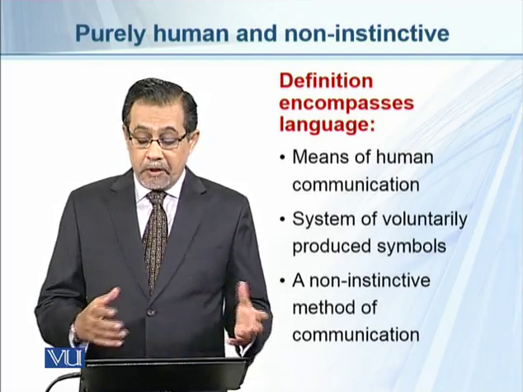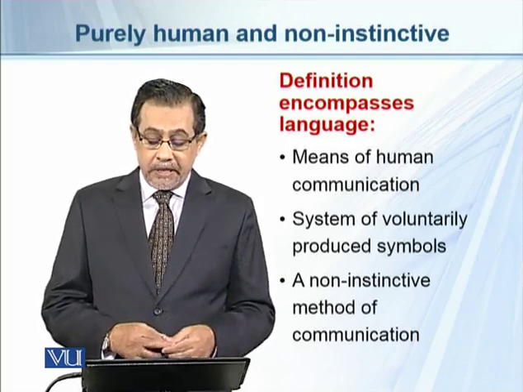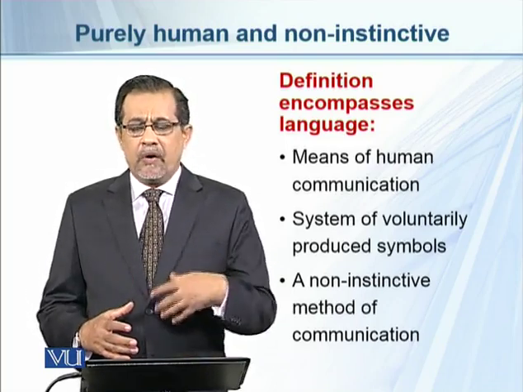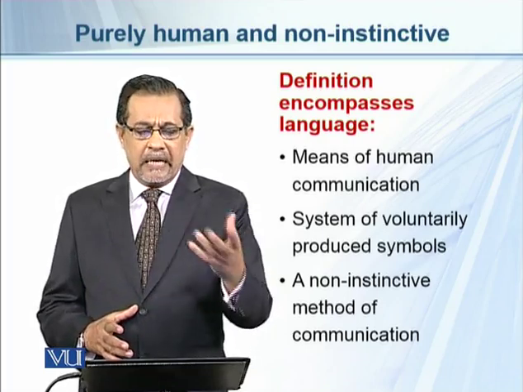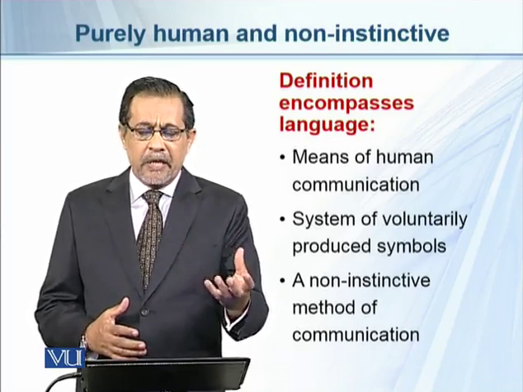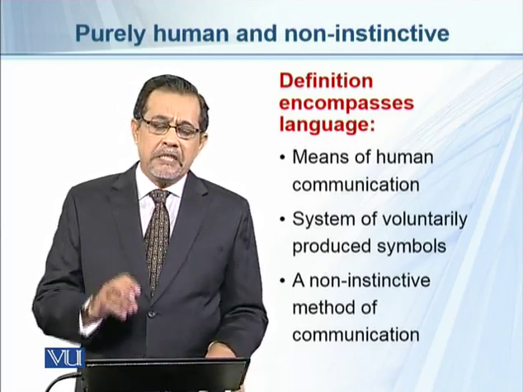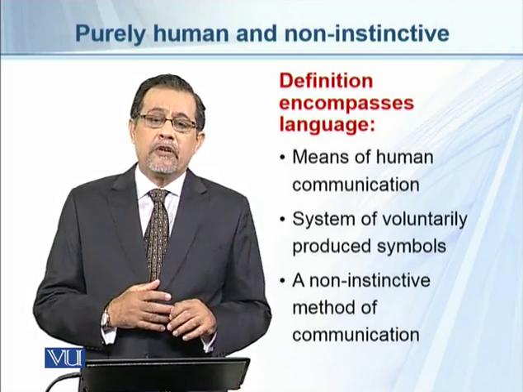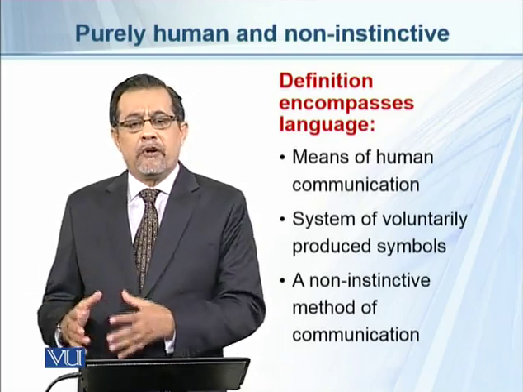So if we look at this definition, we find that language is a means of human communication, a system of voluntarily produced symbols, and most of all, it is a non-instinctive method of communication. Human beings can communicate on their own will; it is not a compulsion on them to communicate at any certain time, like other systems which, when they are operated, have to make a communication. So in this definition, we at least have found that language is purely human, non-instinctive, and a method of communication. And this method of communication is different from the method of communication of the animals.